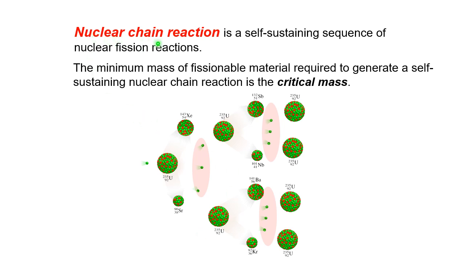Now, what we name a nuclear chain reaction is a self-sustaining sequence of nuclear fission reactions. The minimum mass of fissionable material required to generate a self-sustaining chain reaction is the so-called critical mass. One more concept, we'll look at it in a moment.